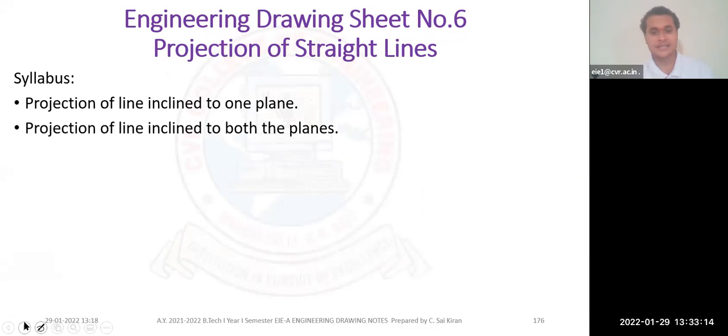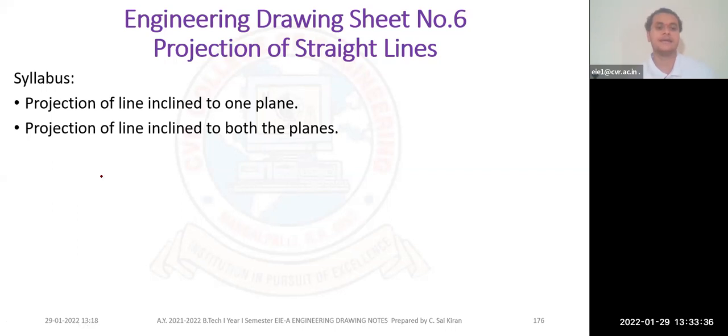So now I will be starting the projection of lines. This is sheet number 6, unit number 2, the last part of unit 2. If the sheet on projection of straight lines is completed, then we can go to the third unit. So this is our second unit. There are two topics in engineering drawing, sheet number 6, projection of straight lines.